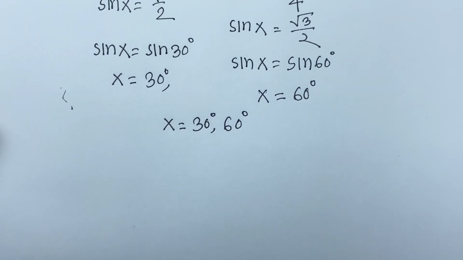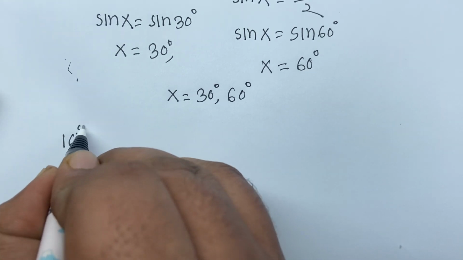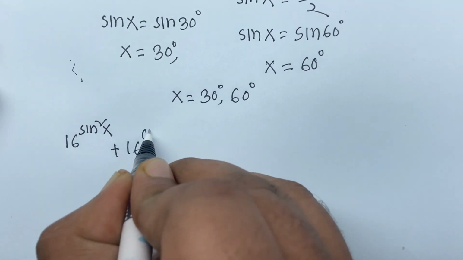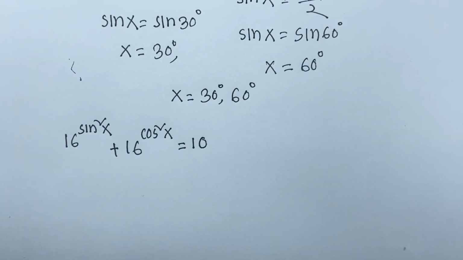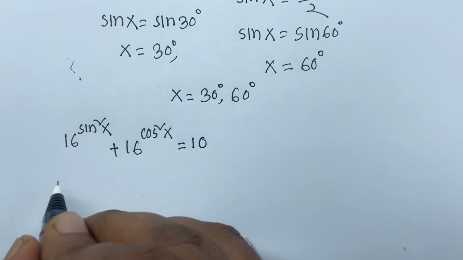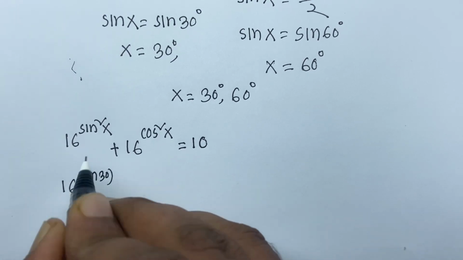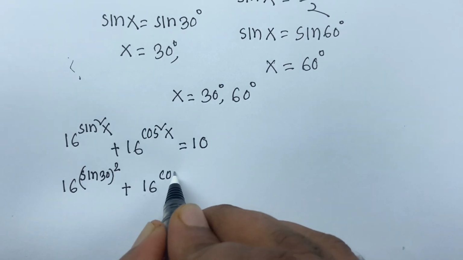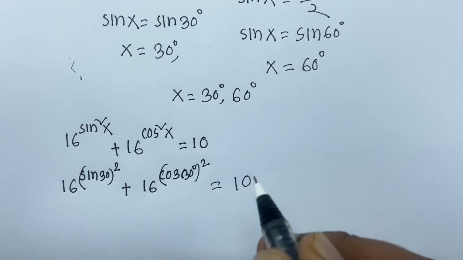Let's prove. Our question is 16 power sin square x plus 16 power cos square x is equal to 10. So at this moment, if I put the value of x is equal to 30 degree, so I can say 16 power sine 30 degree and bracket power is 2 plus 16 power cos 30 degree and bracket power is 2 is equal to 10.